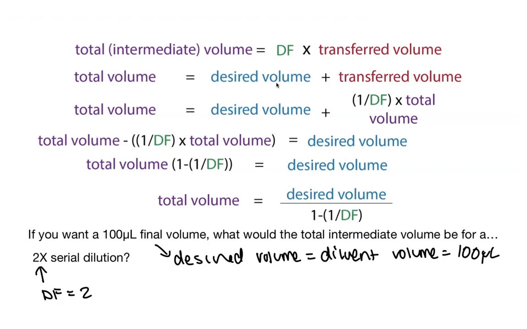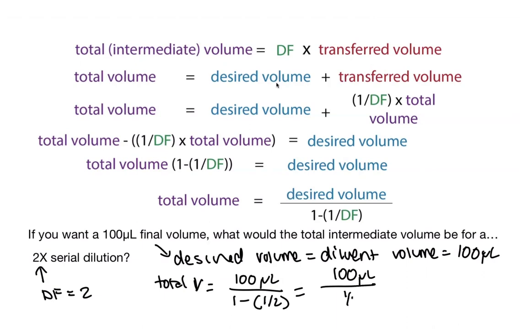So our total volume, that volume for our V2 in those intermediate dilutions, is going to be our total volume equals 100 microliters divided by 1 minus 1/2. So that equals 100 microliters divided by 1/2, which equals 200 microliters. So we're going to have 200 microliters of each of those intermediates.